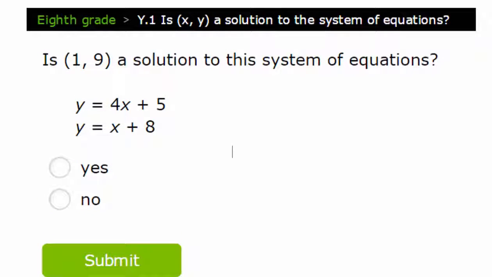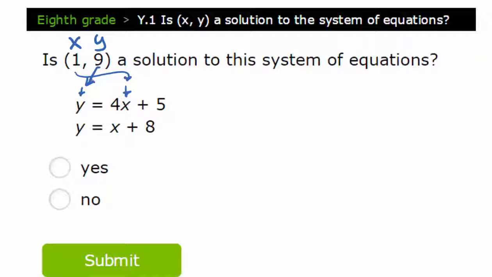Now we've got to understand that in (1, 9), the x value is the first number and the y value is the second number. And all we need to do is substitute those numbers into the equation, just like a coach would substitute a player into the game. Instead of x being in the equation right here, we're going to put a 1 there. And instead of y being in the equation right here, we're going to put 9 there.